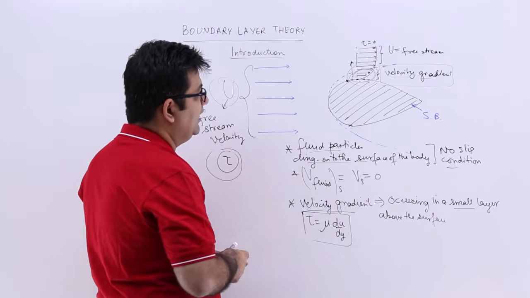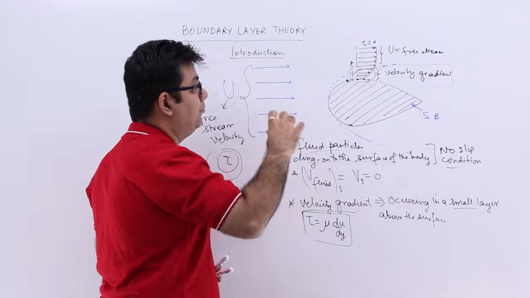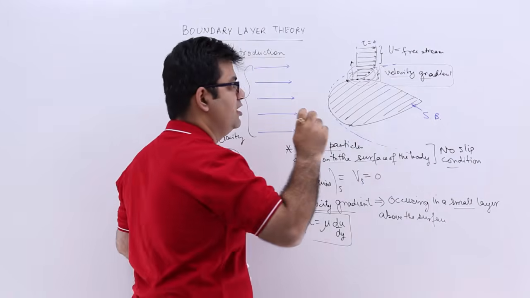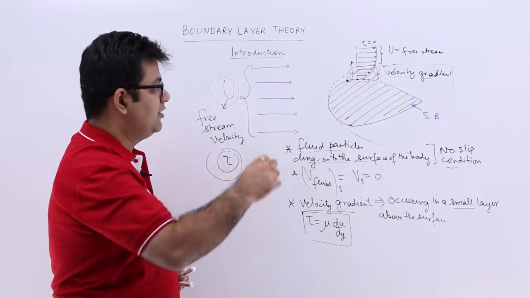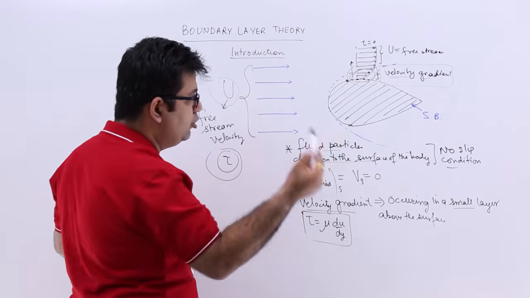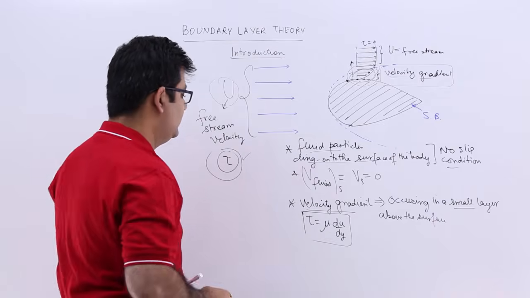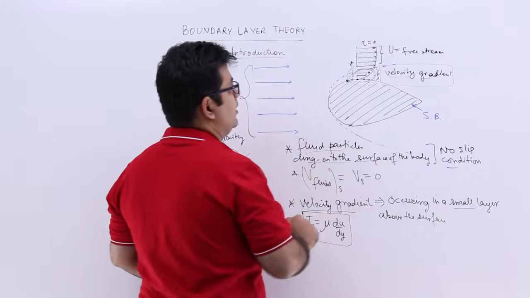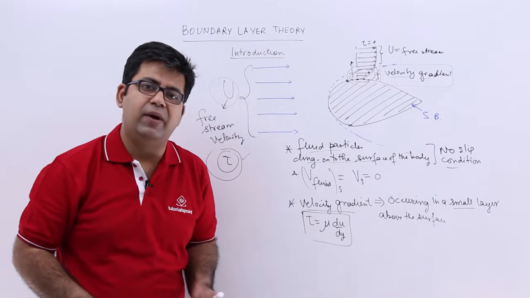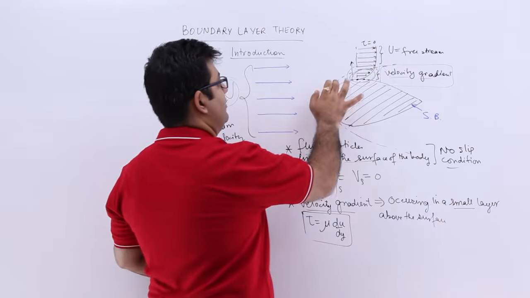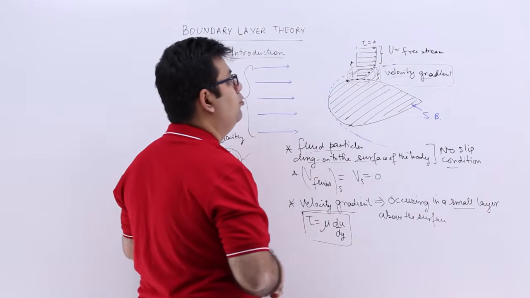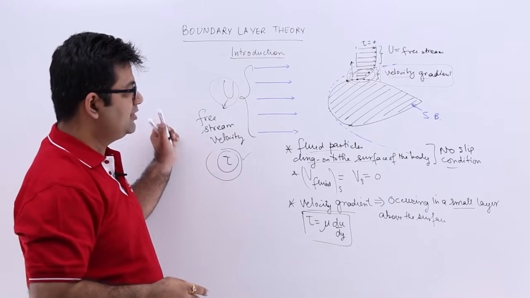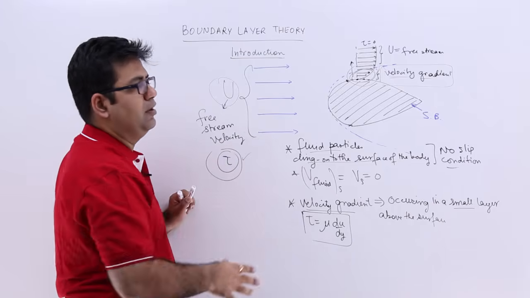The height up to which this velocity variation is occurring is called the boundary layer. Within the boundary layer, because there is some du by dy occurring, you will have some value of tau. As you go above this boundary layer, there is no du by dy. This means the value of tau becomes 0 and the entire flow moves with a single velocity, which is the free stream velocity. So I hope you got this basic introduction of the boundary layer theory.